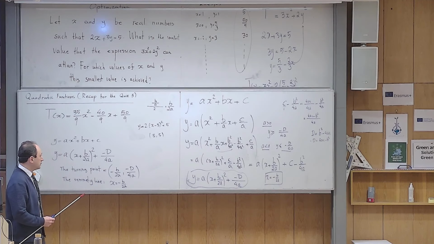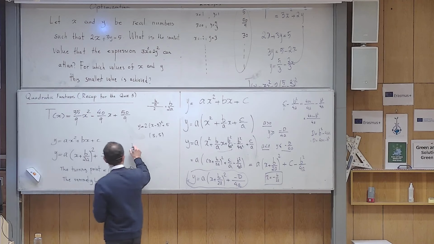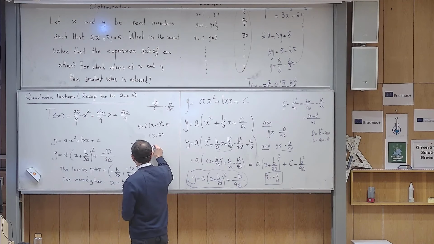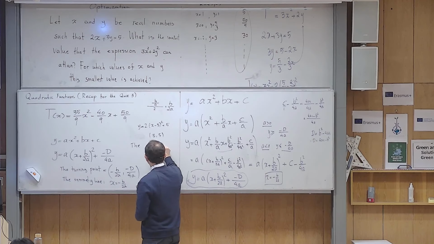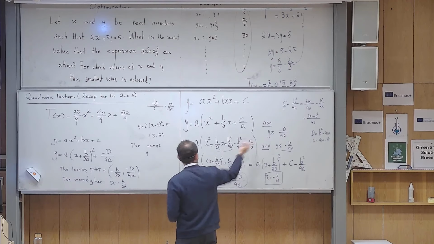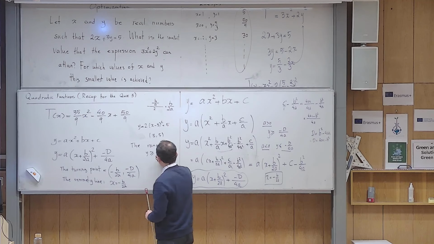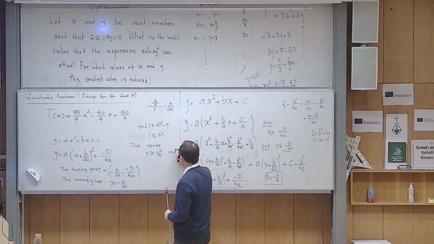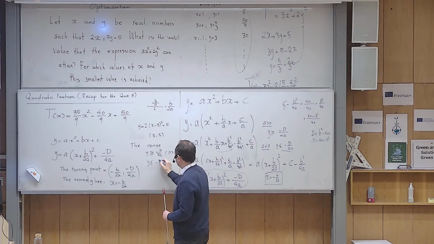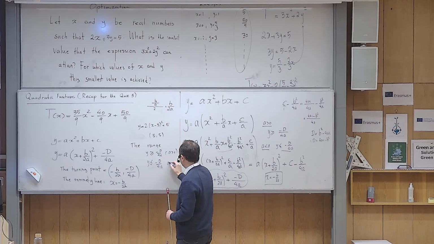So if I ask you what the range is, the range is y greater than or equal to minus d over 4a if a is positive. Y is less than or equal to minus d over 4a if a is negative.